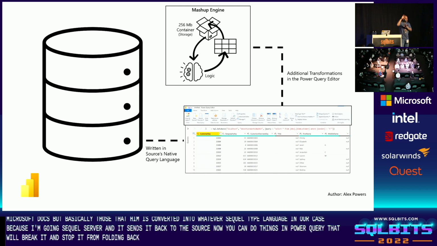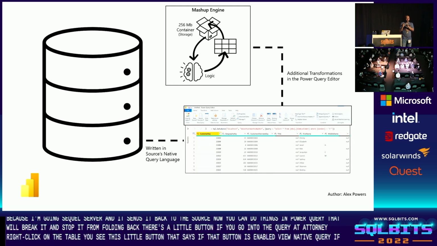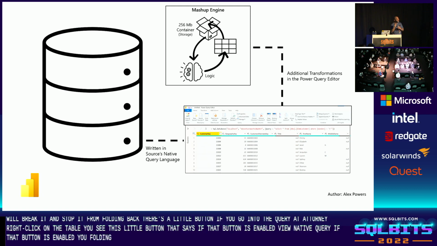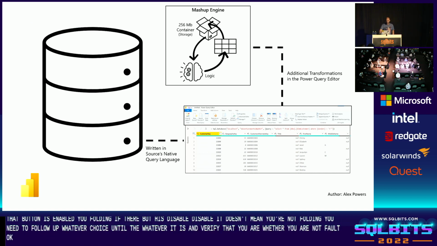There's a little button. If you go into the query editor and you right-click on the table, you'll see this little button that says View Native Query. If that button is enabled, you're folding. If that button is disabled, are you folding? Maybe. So you got to check. Just because that button is disabled, it doesn't mean you're not folding. You need to fire up whatever tracing tool it is and verify whether you are or are not folding. Okay, you got to check that out.